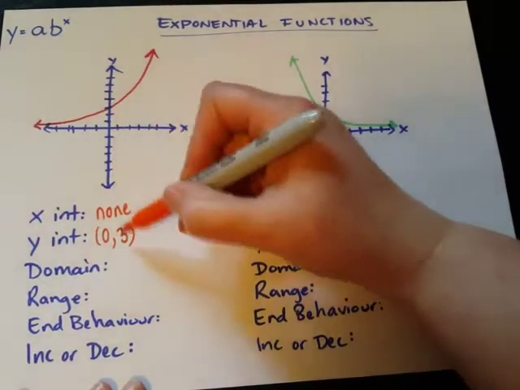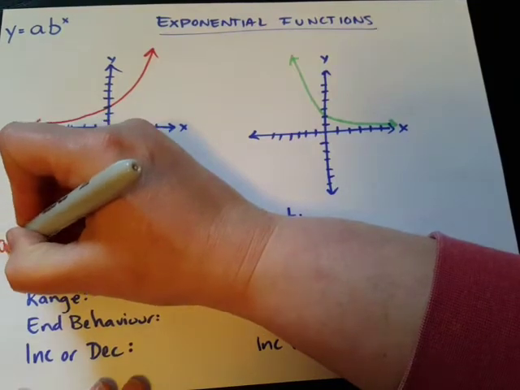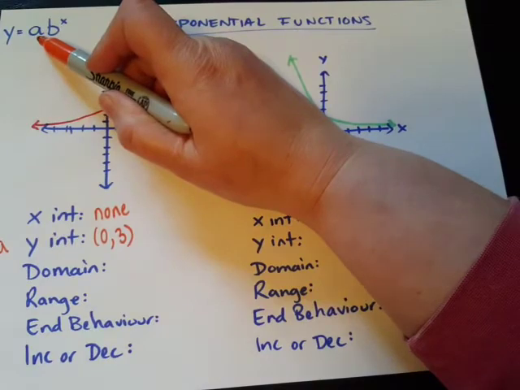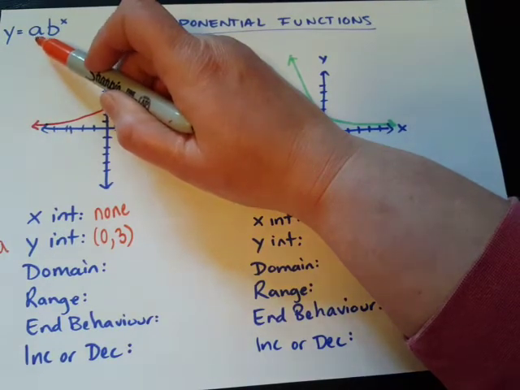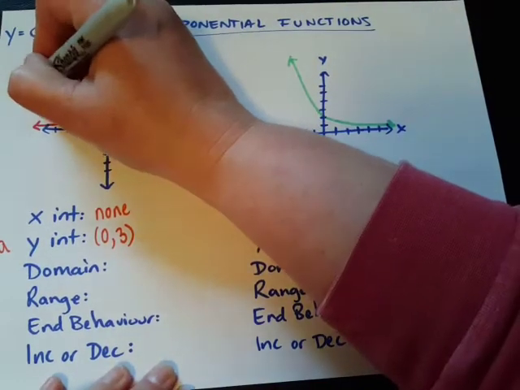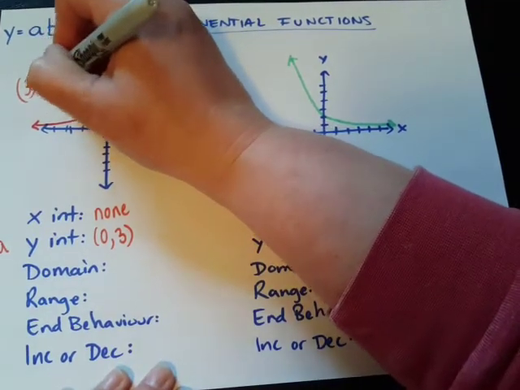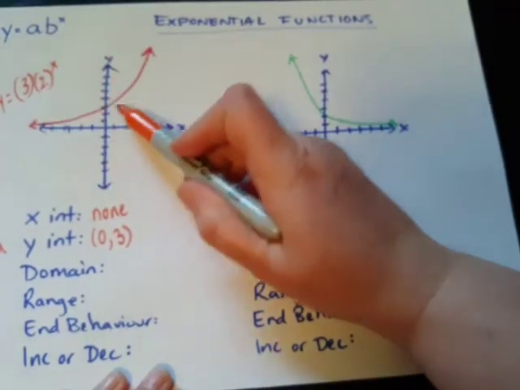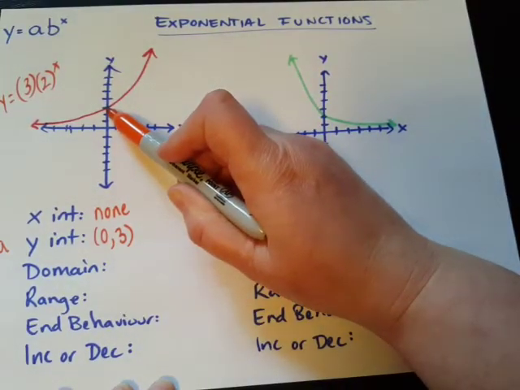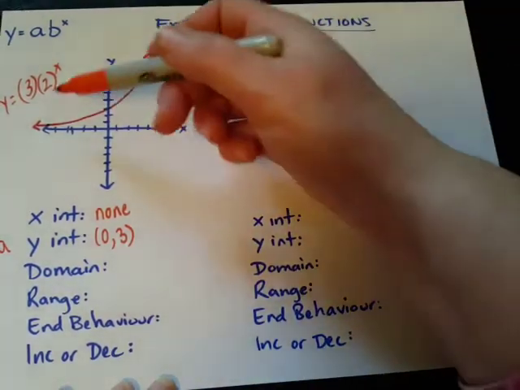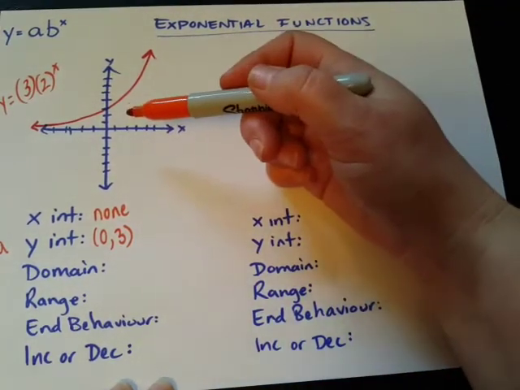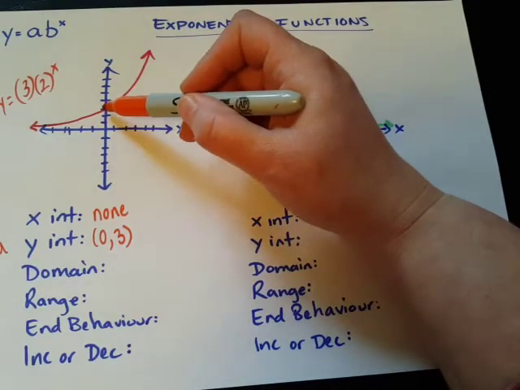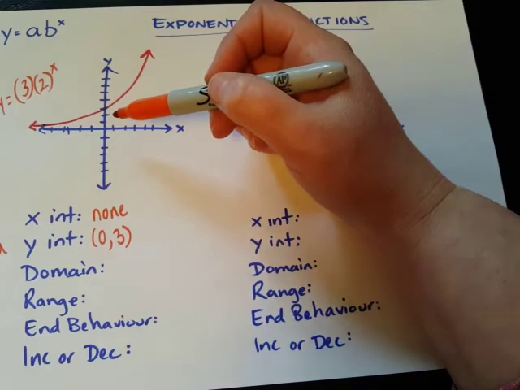Now this y-intercept is the a in the function. So as you're looking at a function, so for example, 3 times 2 to the power of x, this 3 is indicated here. If it was -3, then, well, actually we're not looking at those ones. We're just looking at the ones where a is positive. Yeah, so that's showing us where it's crossing.